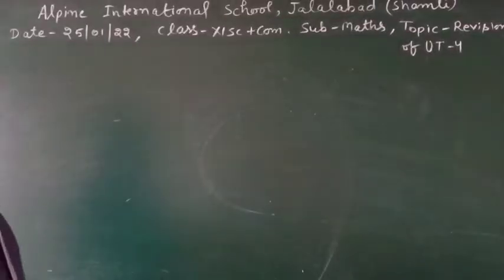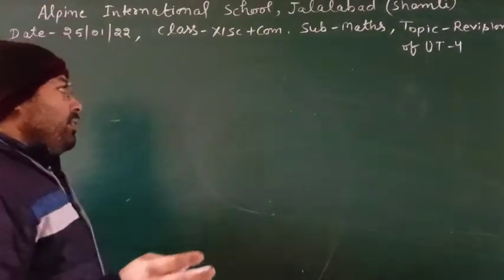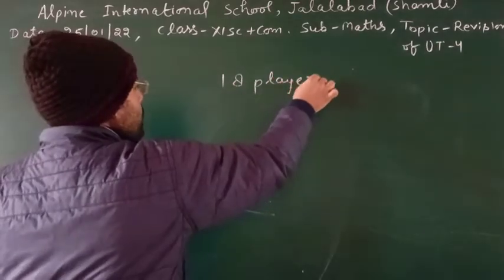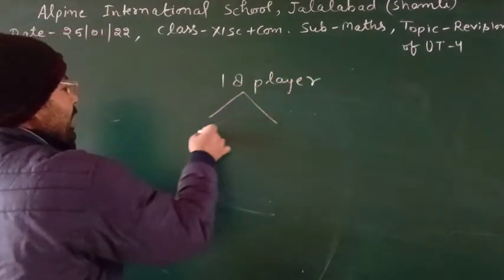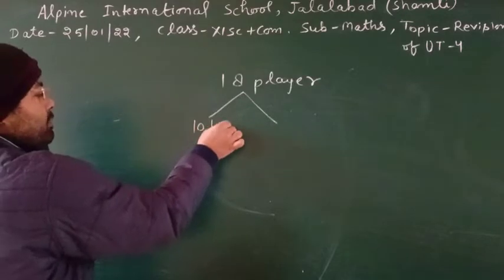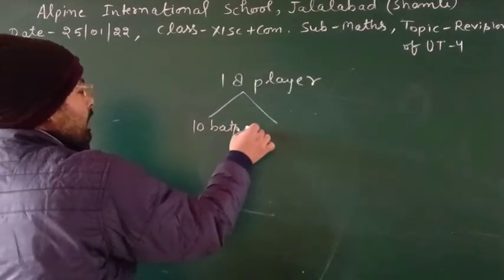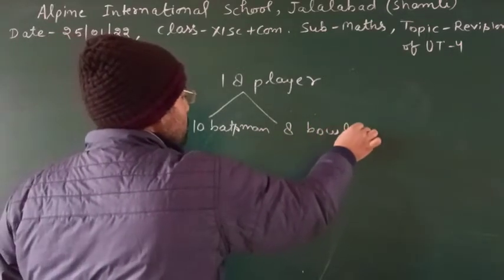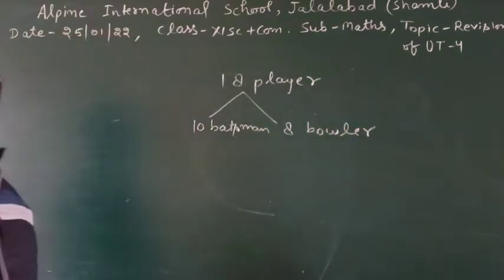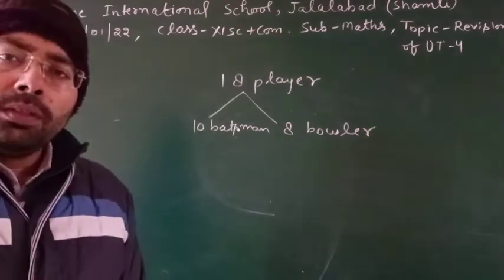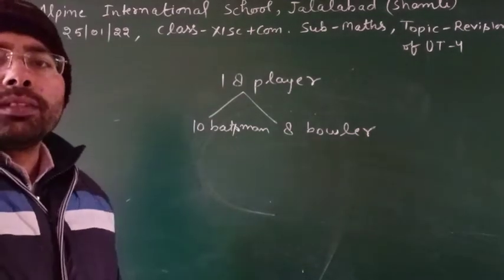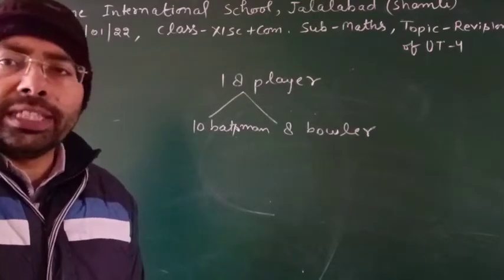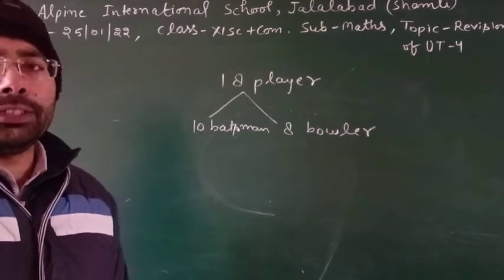चलिए सपोज we have 18 players. In 18 players, we have 10 batsmen and remaining 8 are bowlers. And we want to make a best 11 players team of a cricket match.